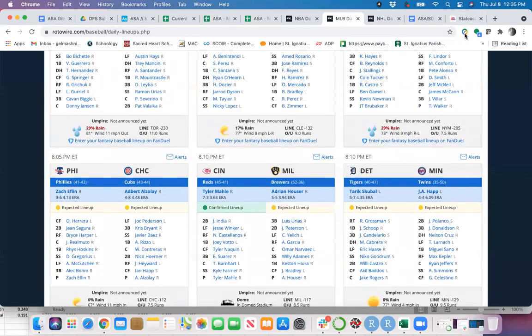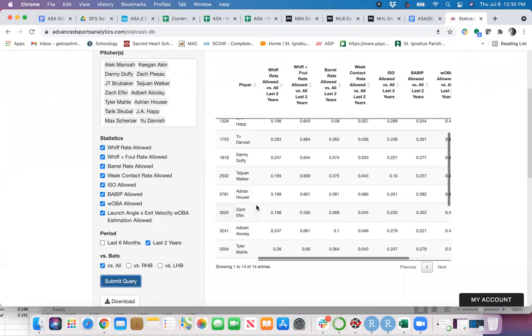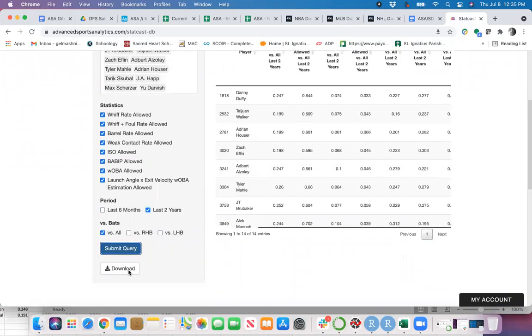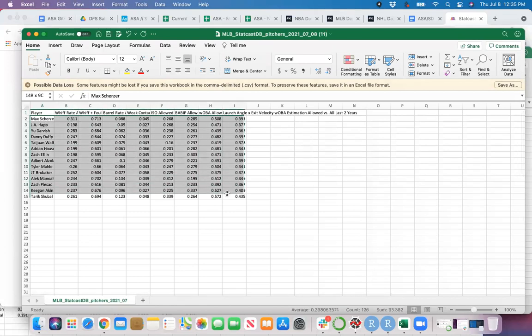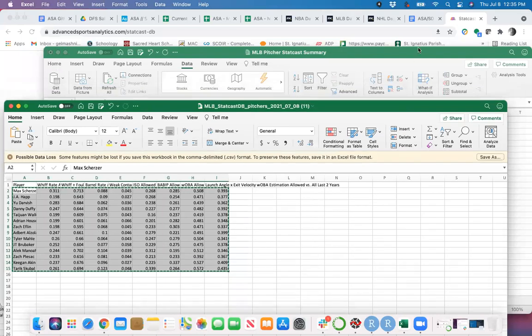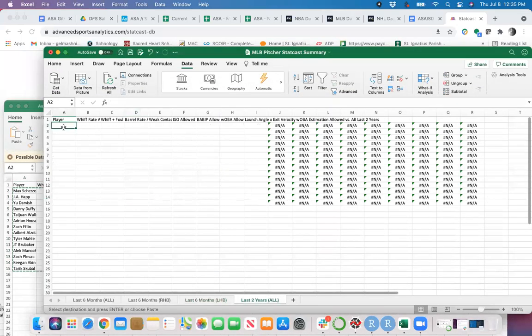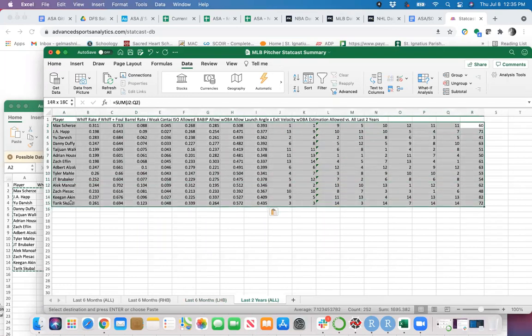And then the last thing I'm going to do is look at the last 2 years, just to see if the last 6 months might be somewhat misleading, because the more data the better. Let me download that. I'll do it against all types of hitters. Probably expect Scherzer and Darvish to be the best. Last 2 years. And then we're adding up the rankings. Let's sort it that way.